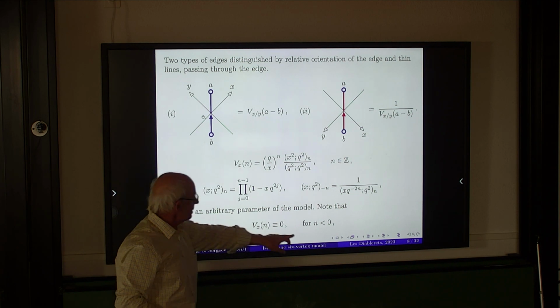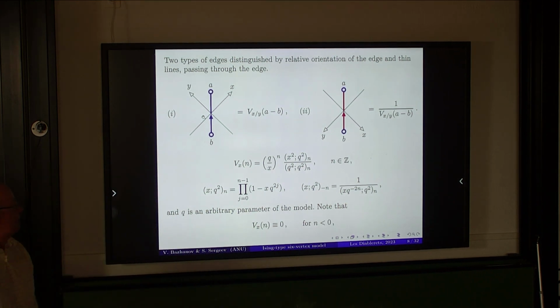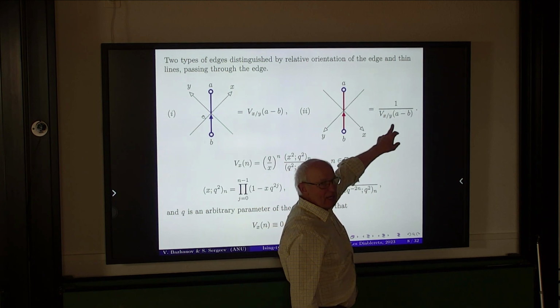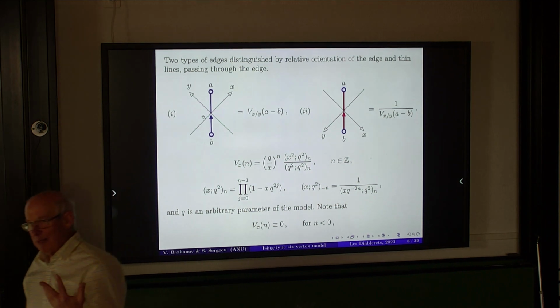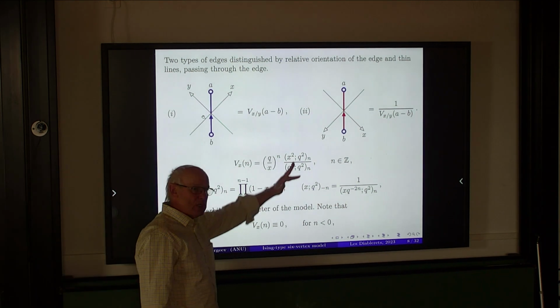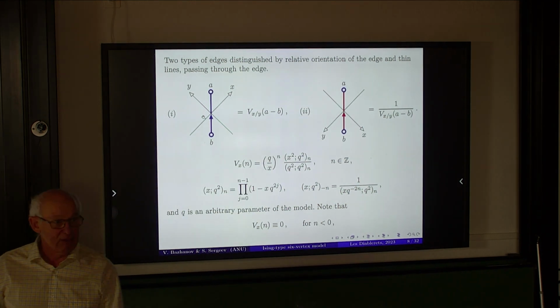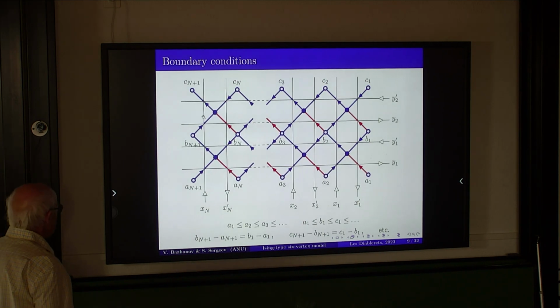And according to this definition, v with negative n is identically 0. Look, but here it's in the denominator. So if the spin difference is negative, that will be infinity. Fortunately, that will never happen, and I will explain why it never happens. So we continue our definition of the model.